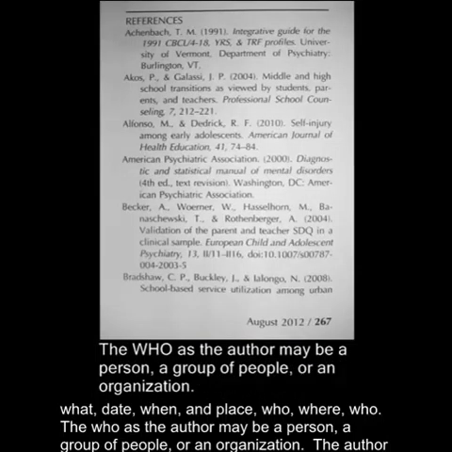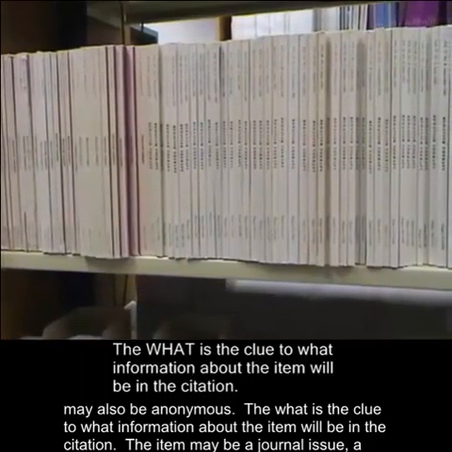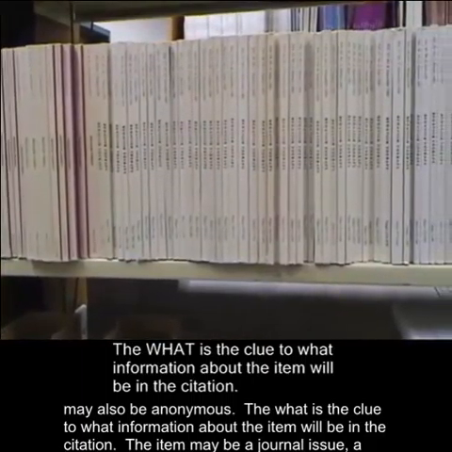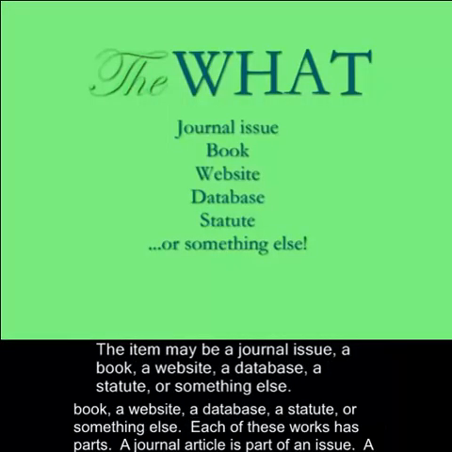The who, as the author, may be a person, a group of people, or an organization. The author may also be anonymous. The what is the clue to what information about the item will be in the citation. The item may be a journal issue, a book, a website, a database, a statute, or something else.